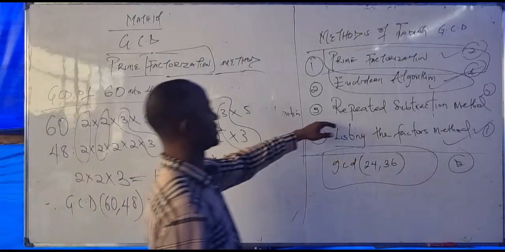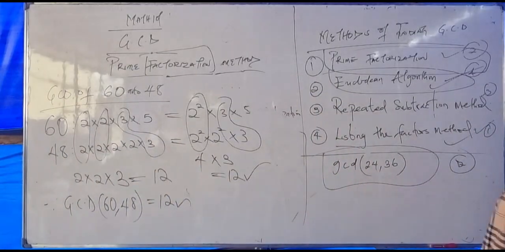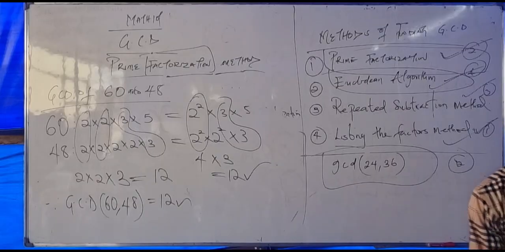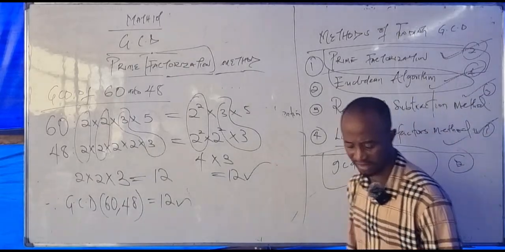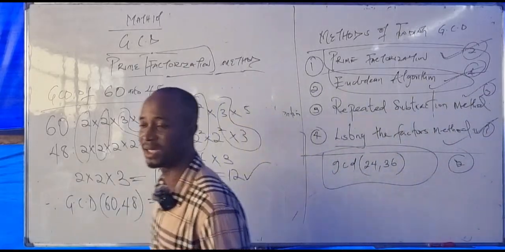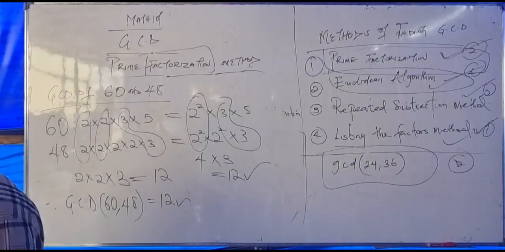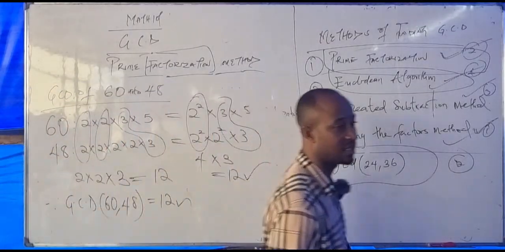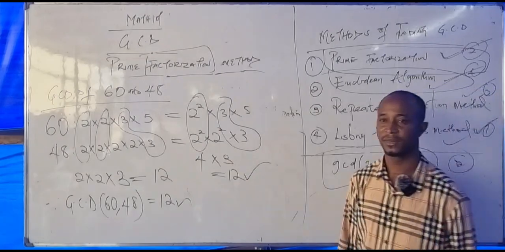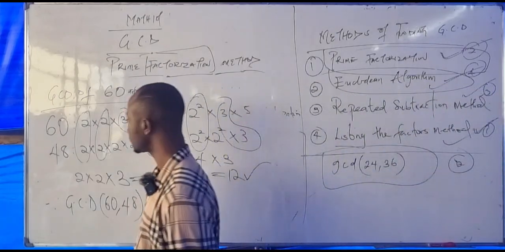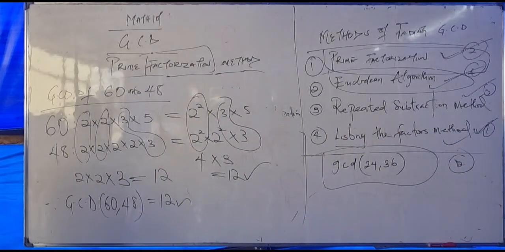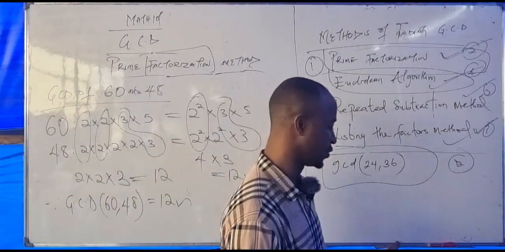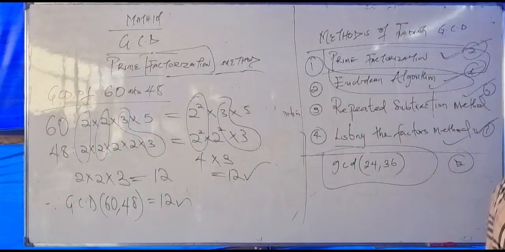Repeated subtraction method, right? Are you following? Oh, yeah, put it down. Let me give a note under this. Under repeated subtraction method: subtract the smaller number from the larger repeatedly until the two numbers become equal.